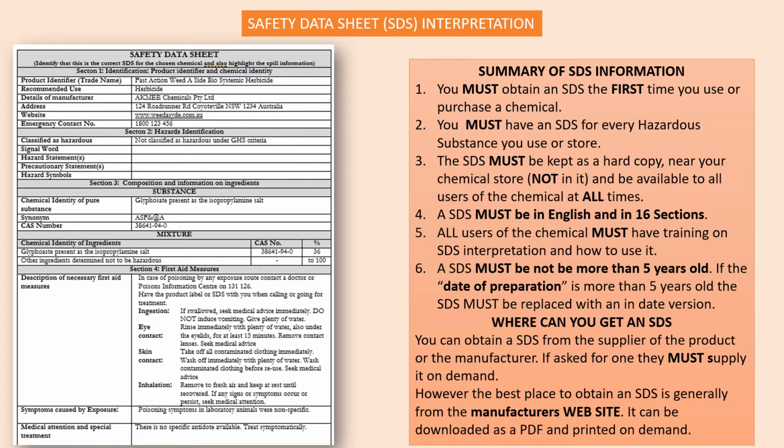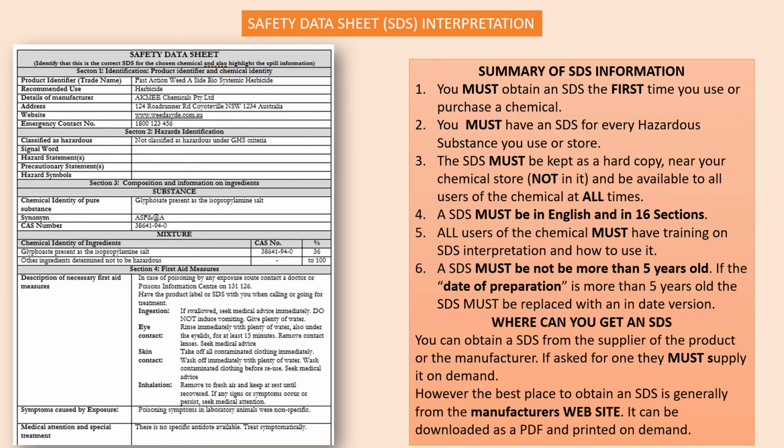You must obtain a safety data sheet the first time you use or purchase a chemical. You must have a safety data sheet for every hazardous substance you use or store. The safety data sheet must be kept as a hard copy near your chemical store, not inside it, just in case there's an accident, and be available to all users of the chemicals at all times.